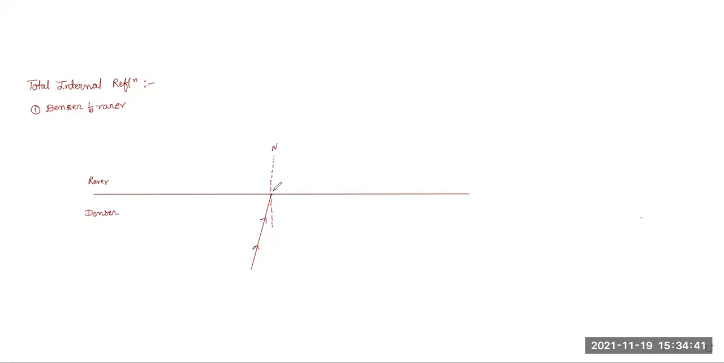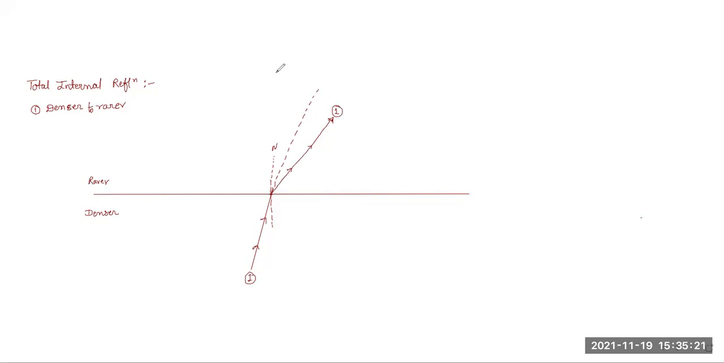So naturally, instead of going in its intended path like this, just as an example, let me draw it correctly. Like this, instead of traveling in its straight line path, it will bend away from the normal. So if this is ray number 1, it is refracted like this. So this is ray number 1.